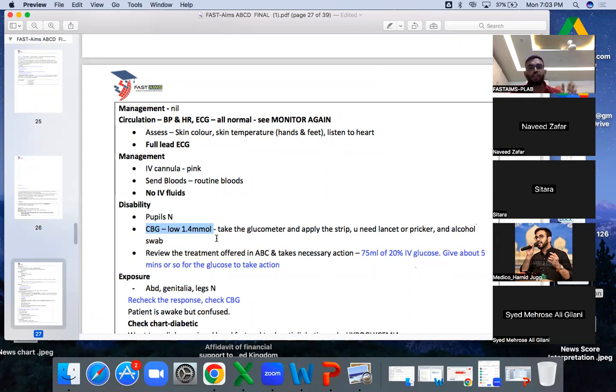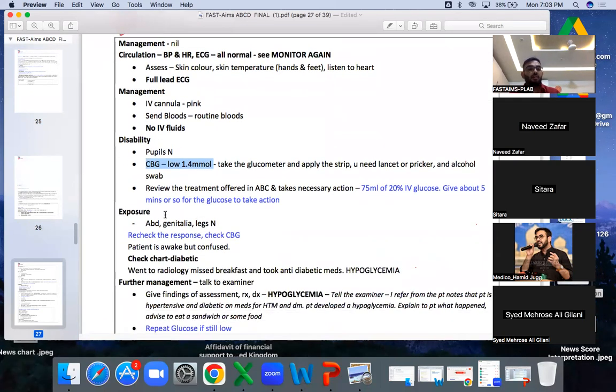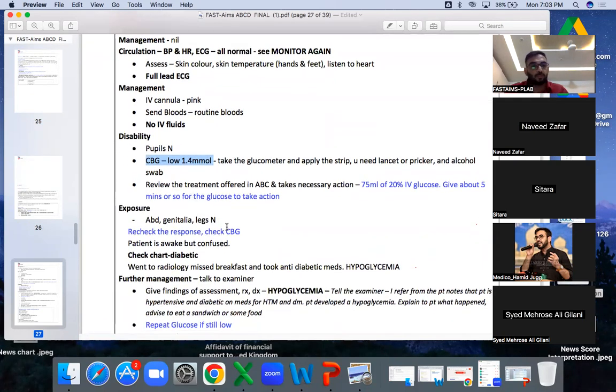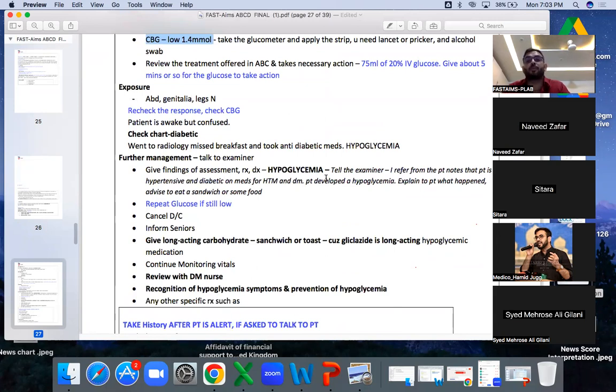Okay. Exposure, you will ask to do exposure as well. Similarly, here it is important. This is a small scenario. Here you will take the history. It is important. People think that history is not required here. In this scenario, history is required in the further management. You will take the whole history in the further management scenario.